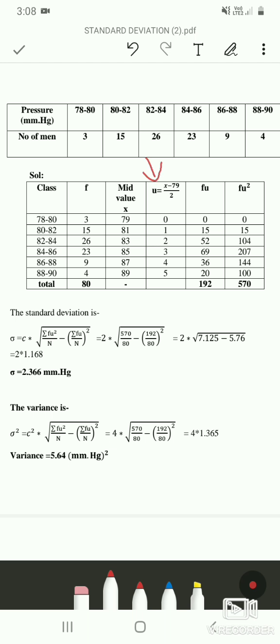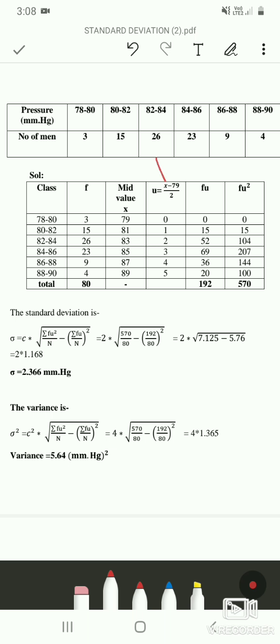find out the value of u, where u in case of continuous data is x minus a upon c. Here a, you can choose any value of your convenience. I have taken it as 79, and your c is 2. Even c you can take as the width of the class interval. So the width is 80 minus 78, which is 2. Upper limit minus lower limit gives your c value, which is the size or width of the class interval. So for the given data, your width, that is c, is equal to 2.